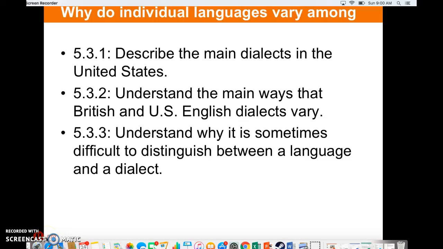So Chapter 5, KSU 3, it's about why individual languages vary. We're going to look at the main dialects in the United States. We're going to look at what a dialect is. We're going to understand the ways that the British and the U.S. English dialects vary. And we'll talk about why it's sometimes difficult to distinguish whether something is a language or a dialect.